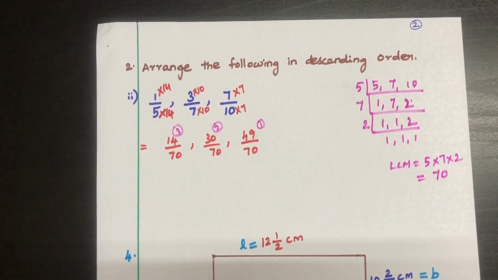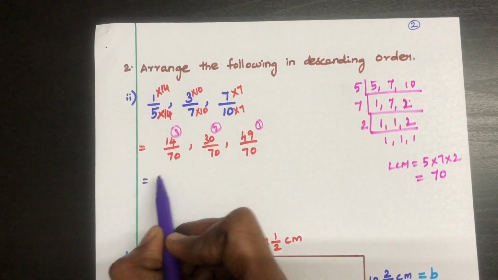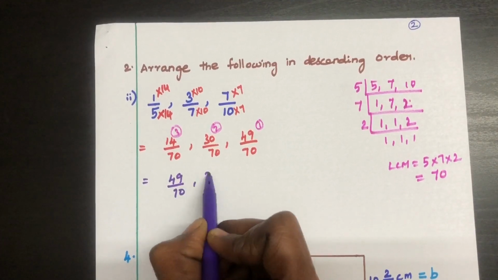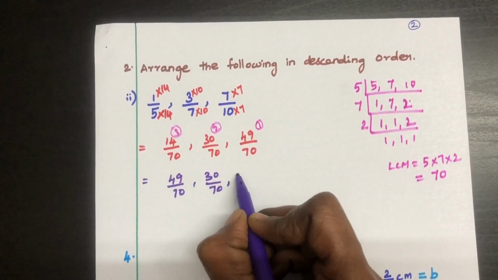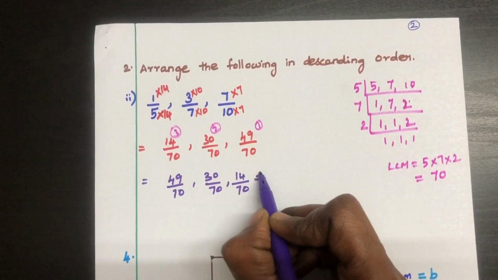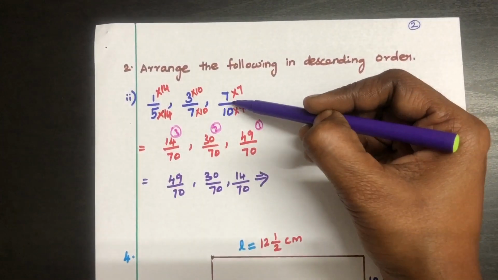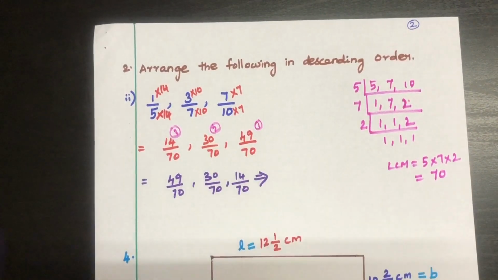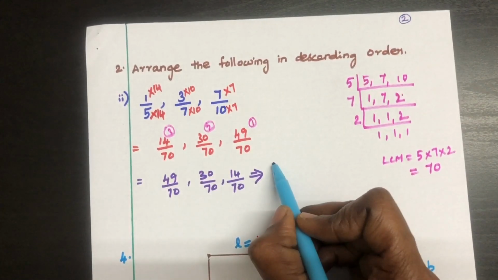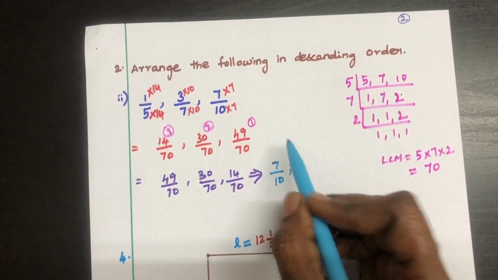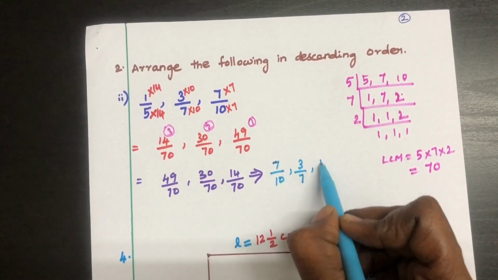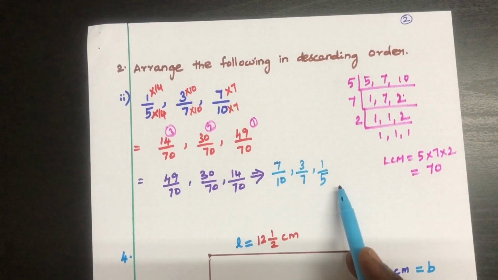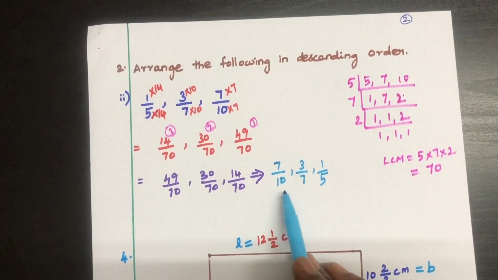Now, descending order. Ascending means from small to big. Descending means big to small. So, how to do this? Big to small. This is our bigger number, right? So 49 by 70, comma 30 by 70, comma 14 by 70. So we need to go to the question fractions. See here, 49 by 70 belongs to 7 by 10. So the original fractions are 7 by 10, comma 3 by 7, comma 1 by 5. So these fractions are in descending order now, from biggest to lowest.